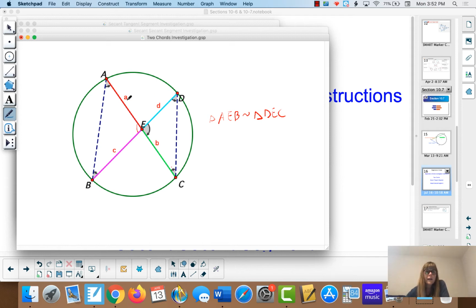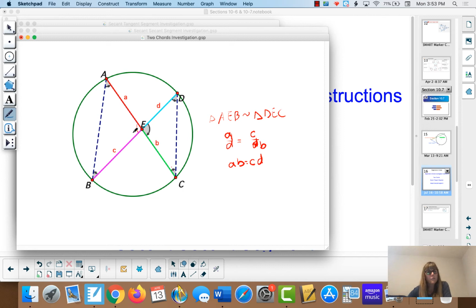So using these letters that I gave you for the lengths of the sides, AE and ED are a pair of corresponding sides, so I can make a ratio out of those. And BE and EC are a pair of corresponding sides, so I can make a ratio out of those. And if I cross multiply, I get A times B equals C times D.